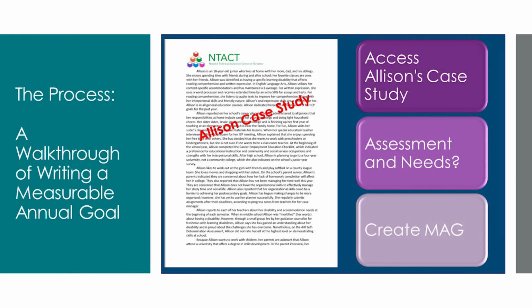Allison is an 18-year-old junior that has been identified as having a specific learning disability that affects both her reading comprehension and written expression. Her strengths include maintaining a B average, good interpersonal skills, and she's able to utilize her accommodations while also being able to describe all of her accommodations to her teachers. She also has good oral expression.